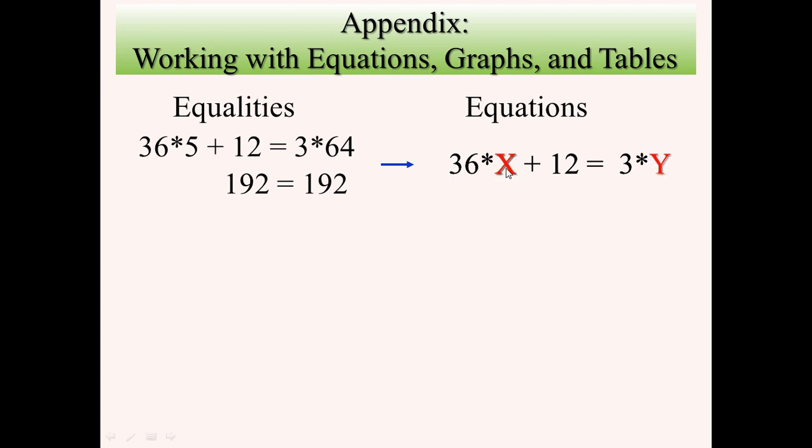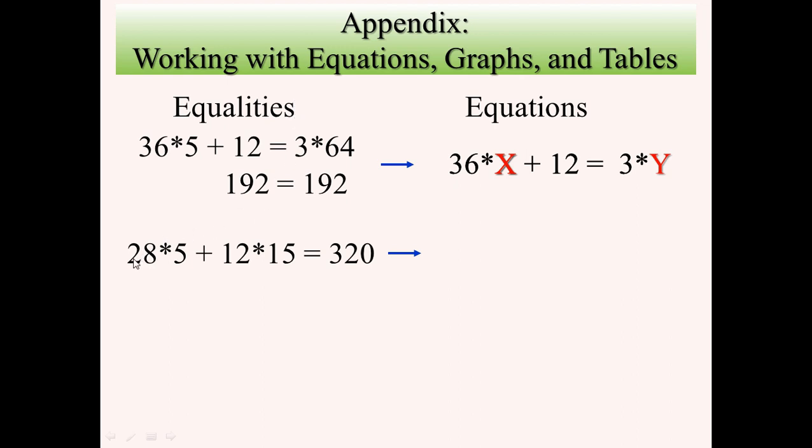Normally I shorten it to IV, not ID, IV, and DV: independent variable, dependent variable. So this equation has two unknowns or two variables, that's why it is an equation with two variables. X is IV, Y is DV. I have the other expression. Both of them together we call equalities.